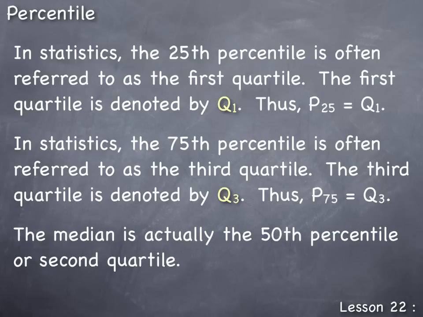The median is actually the 50th percentile, or second quartile. Thus, MED, the median, is equivalent to P sub 50, the 50th percentile, which is equivalent to Q sub 2, the second quartile. The median measures position where half the data values are less than. Thus, P sub 50, the 50th percentile, is exactly what the median is measuring.